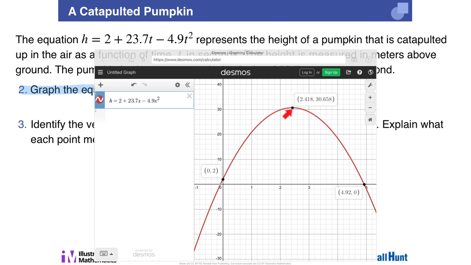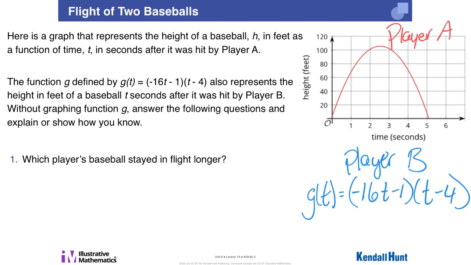We have the vertex up here at 2.418, that's how many seconds. And then 30.658, that is the height. And again, this is in meters. So that is going to be close to 100 feet tall. And then over here is going to be when the height is 0, so it's now on the ground after 4.92 seconds.